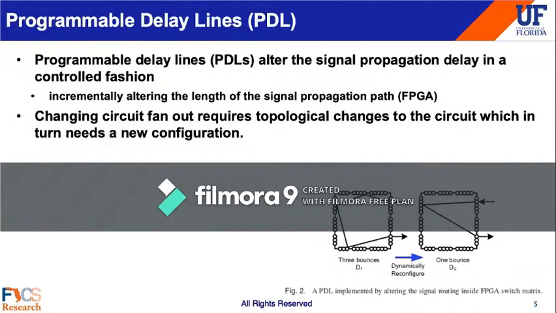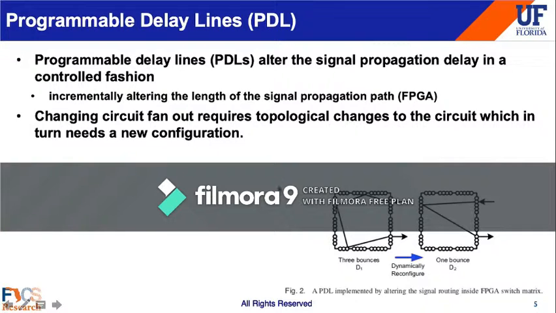So here are our main characters, the programmable delay lines. They alter the signal propagation delay in a controllable fashion. There are basically 3 different mechanisms of doing so, but for FPGA, we can only incrementally alter the length of the signal propagation path. Like the picture showing over here, it's a method of doing so from 2008. First, it has 3 bounces, and through some dynamic reconfiguration, we can change it to have only 1 bounce.